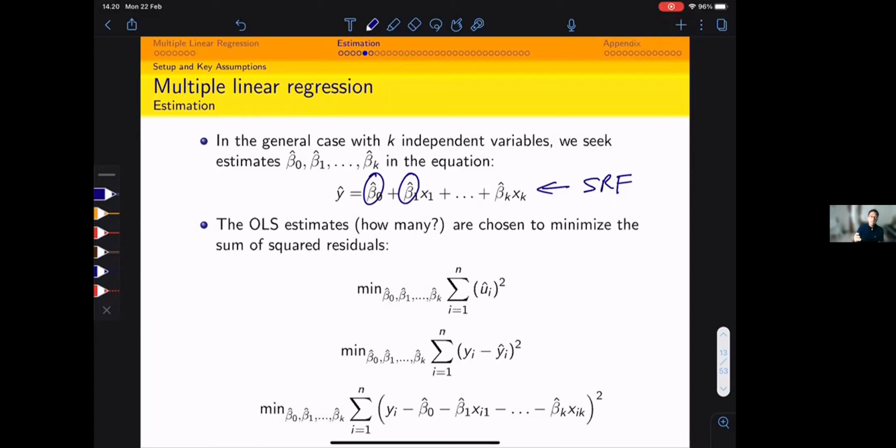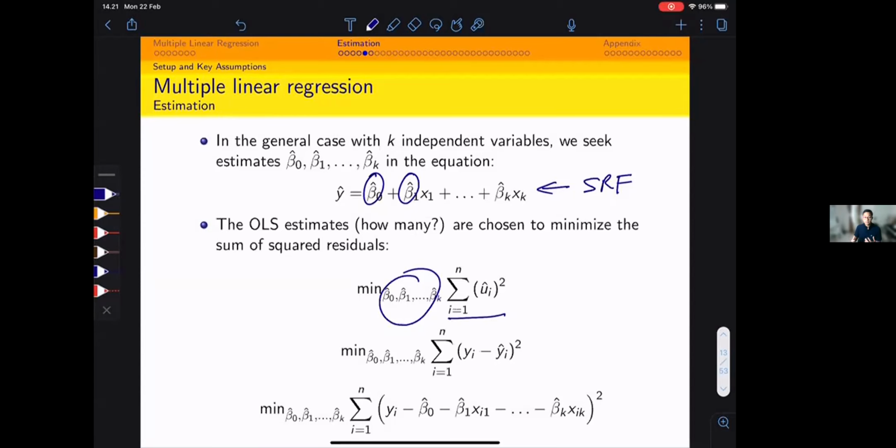All right. So what was the idea of OLS estimates in the simple linear regression model? We want to minimize the sum of squared residuals of the model. By choosing estimates that minimize the sum of squared residuals, we're going to have the best linear fit of the model given the data, okay? Now the idea is exactly the same. We want to choose estimates, beta zero hat, beta one hat, beta two hat, beta three hat, and so on, such that they minimize the sum of squared residuals of the model.